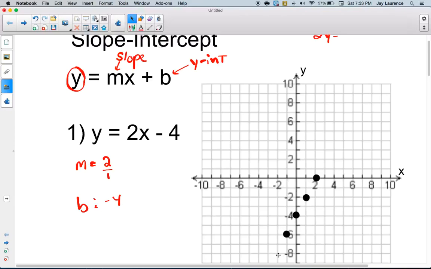Although something's looking funky there. Did I make a mistake? Rise 2 to run 1? No, I think that's all good. Okay, I think my eyes are just playing tricks on me.